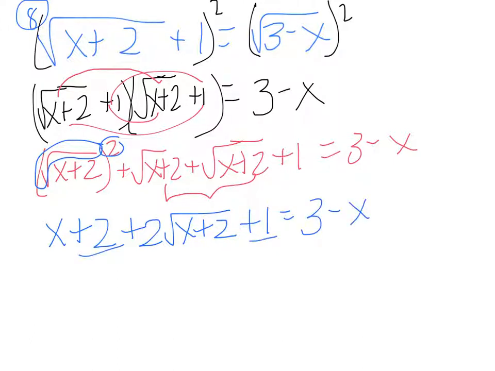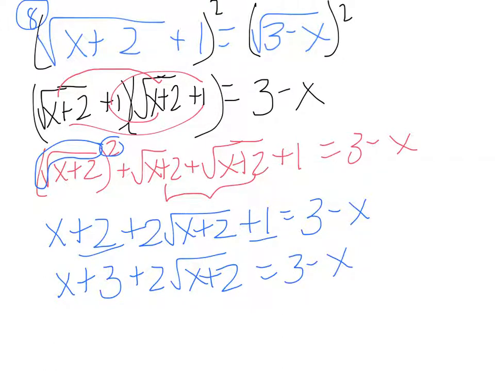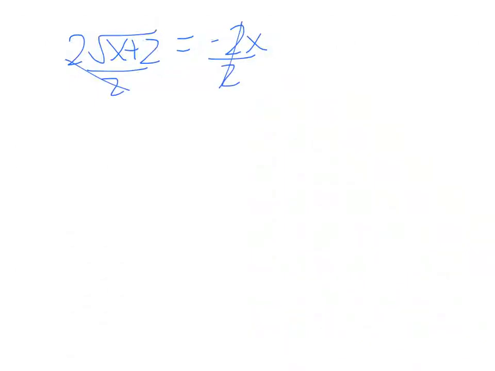We can combine like terms, so we have x plus 3 plus 2 times the square root of x plus 2 is equal to 3 minus x. So we're going to subtract 3 on both sides, and those 3's cancel out. And then I'm going to bring this x over to this side. That leaves us with 2 square root of x plus 2 equals negative 2x. Both of them have a 2, so we're going to divide by 2. So we have square root of x plus 2 is now equal to negative x.